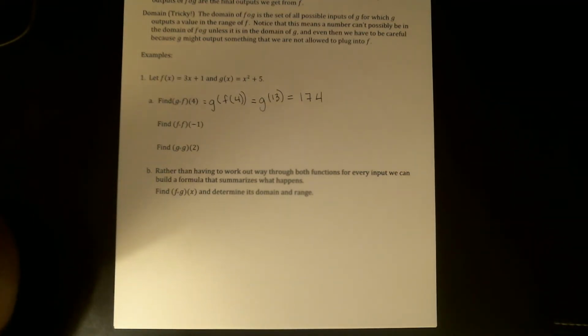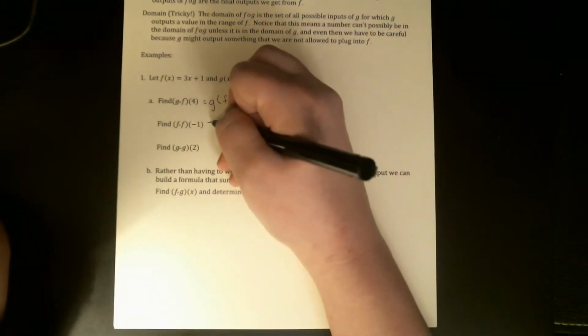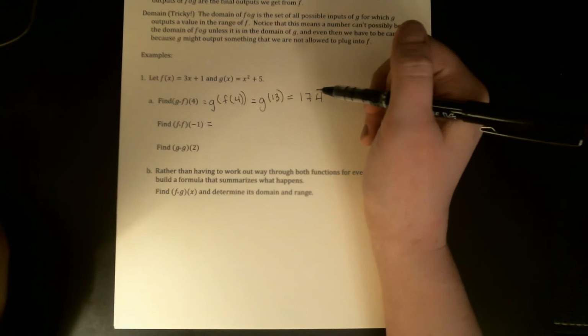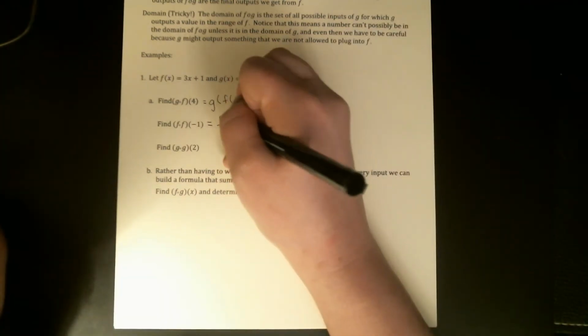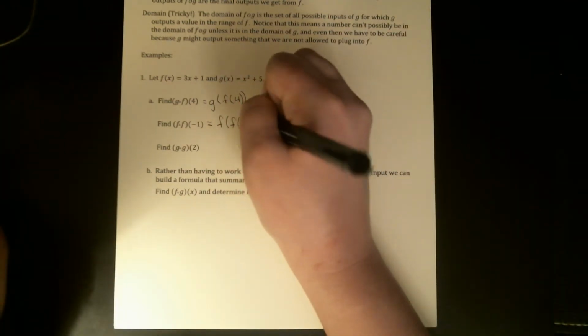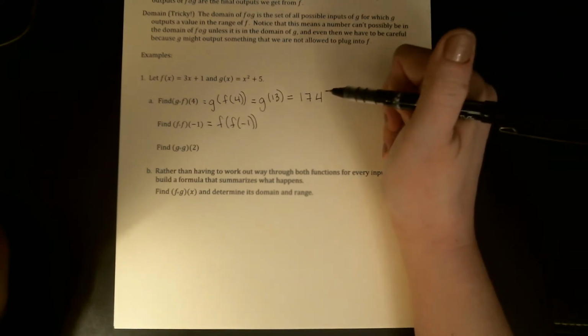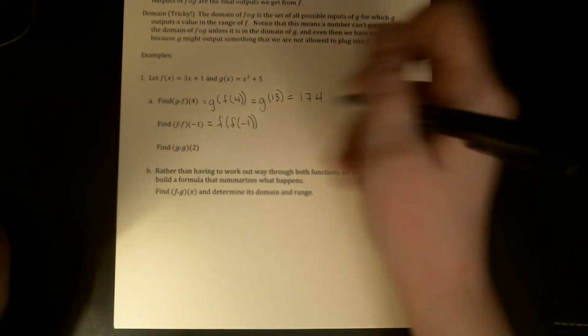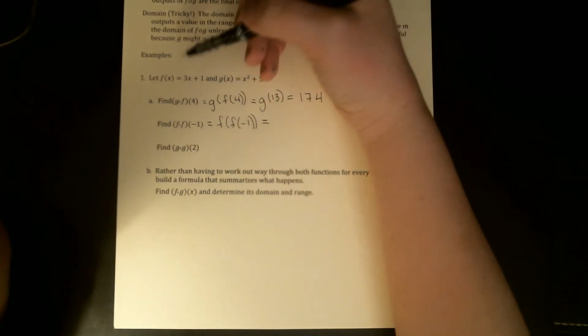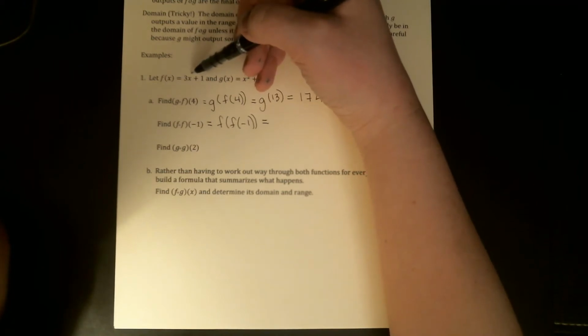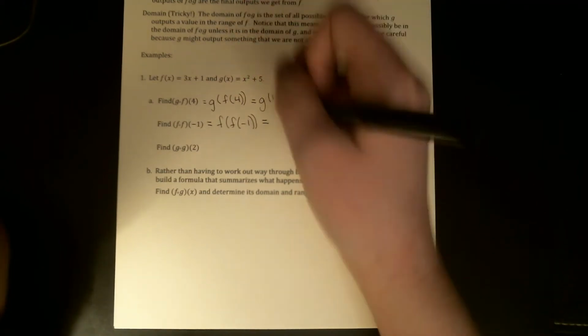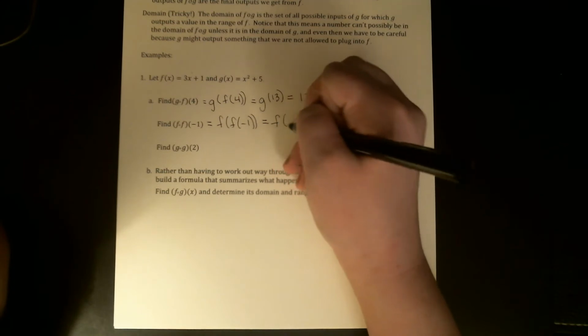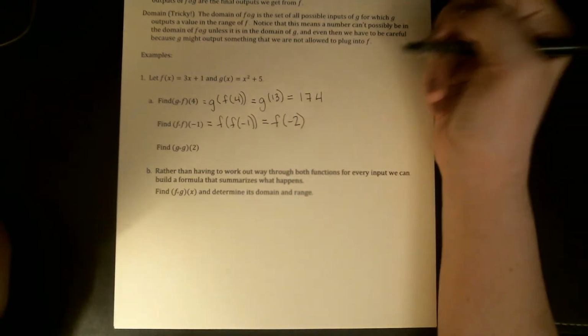The next one is f of f of negative 1. If we want to rewrite with the other notation, we get this. f of negative 1 is 3 times negative 1, which is negative 3, plus 1, which is negative 2. So we're supposed to plug a negative 2 into the outer f.